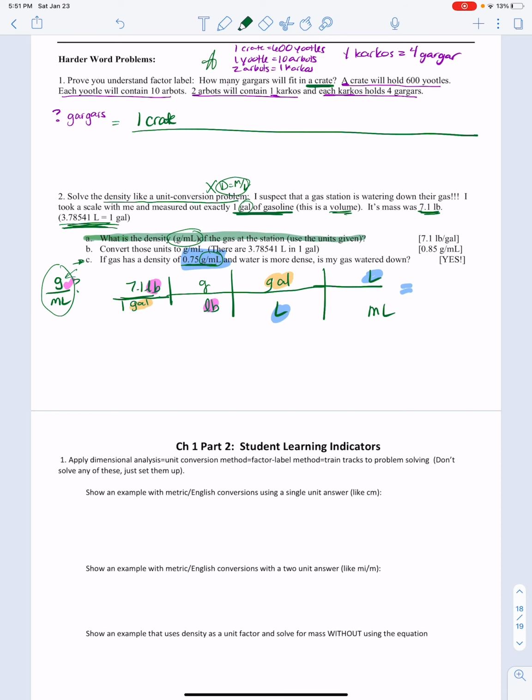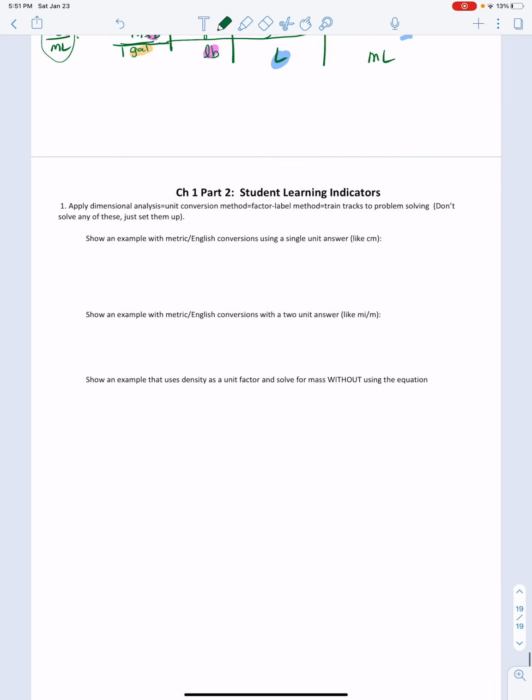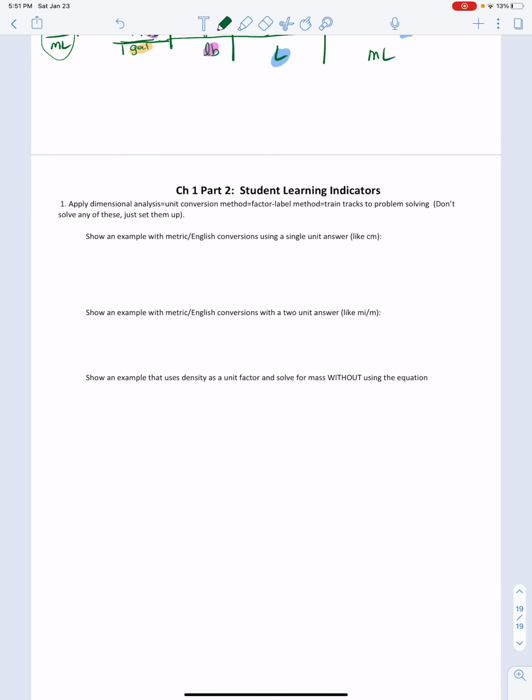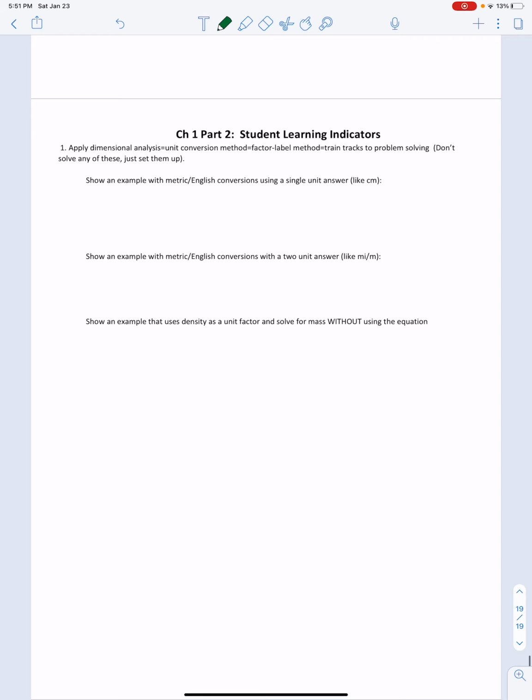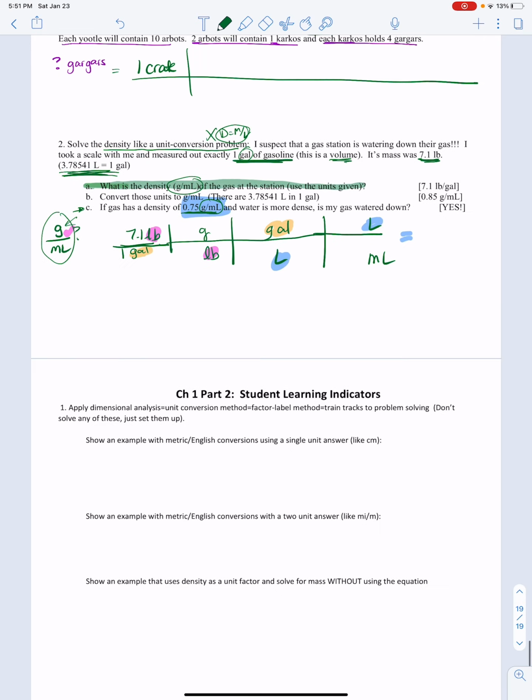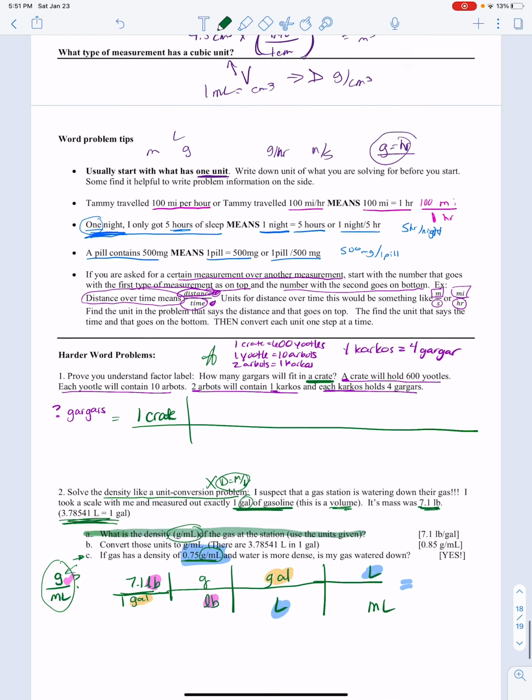So do those two problems on your own. Don't forget to do the part about the crate. And don't forget you've got the student learning example indicators to go back and look through your notes and make sure you're comfortable with the factor label method. It is not going away. Ask me if you have questions.